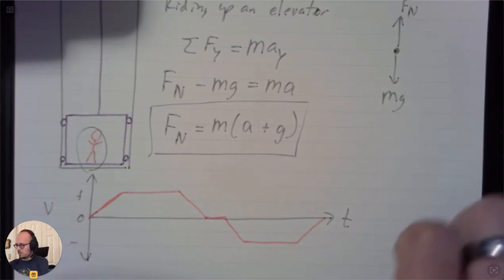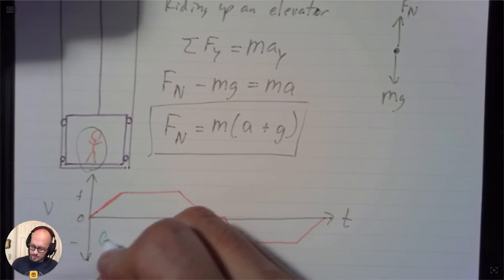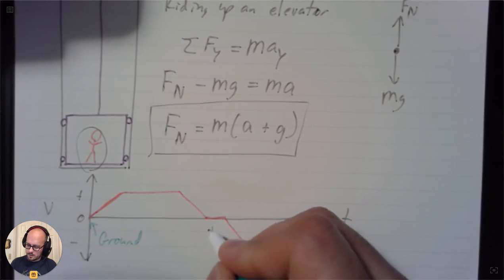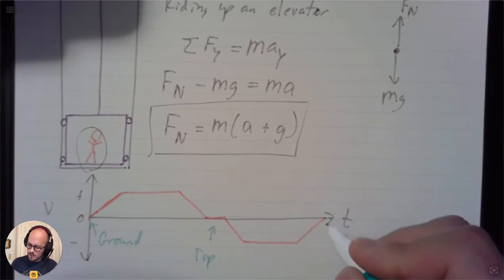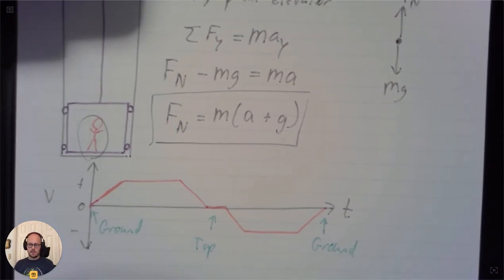So, just to remind you of what's happening, this is the ground floor, and this is the top floor, and then this is where you get back to the ground floor again. And so all I want to point out is that this is the shape of an elevator ride if you rode from the ground floor all the way up to some higher floor and then back down.